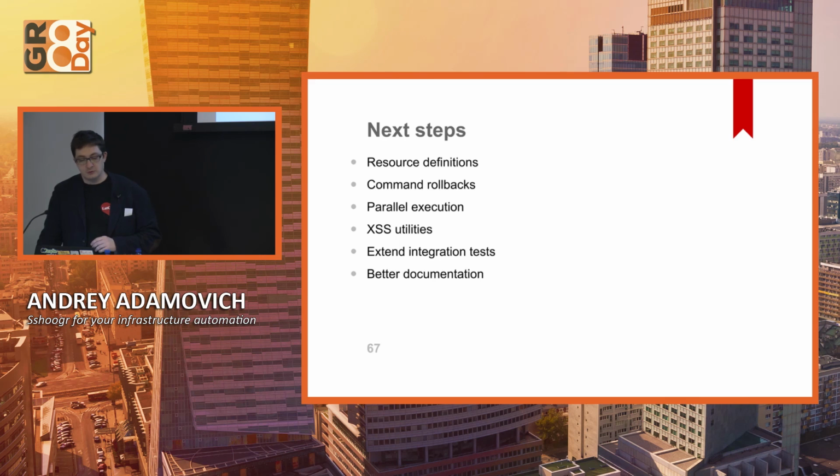Some things that I'm going to introduce in the next versions of Sshoogr: we will probably go for generic resource definitions, allowing you to group some commands as a resource, with a special command for creating a resource, updating the resource, and checking the state of the resource. Probably we will also have command rollback, so a sort of transaction mechanism for SSH. Parallel execution, maybe some XSS utilities for saving you from writing non-secure scripts. And of course, better documentation and extended integration tests, even though at this point Sshoogr has quite a comprehensive test suite, both unit tests and integration tests.